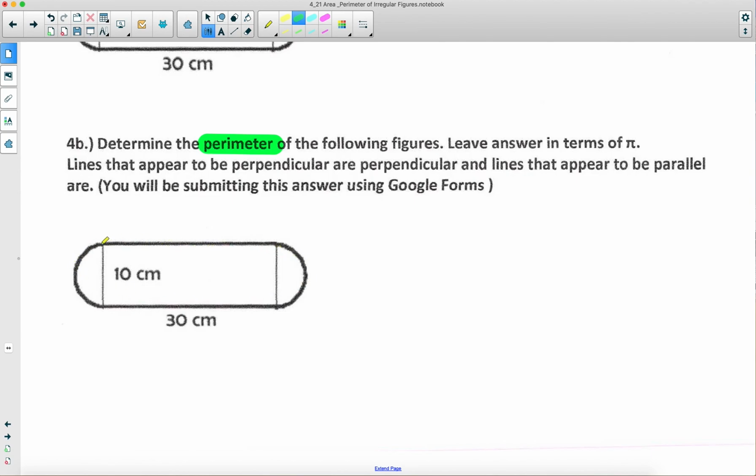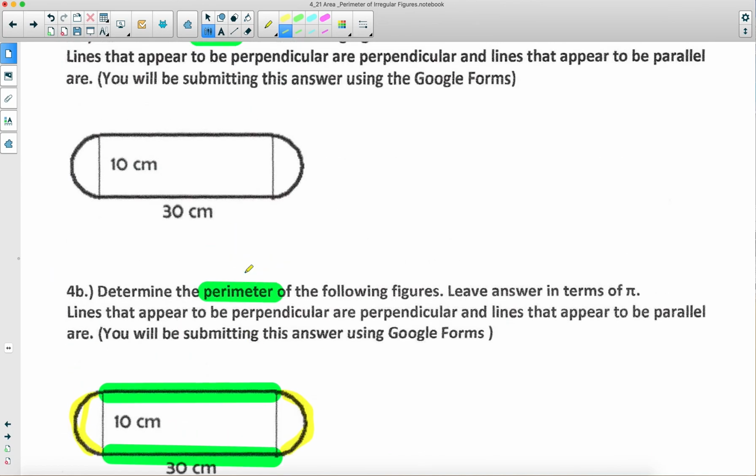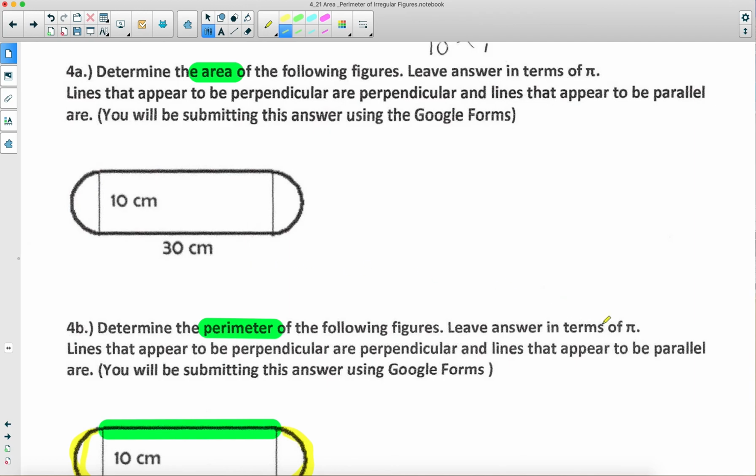So we would have this side, which matches this side, and then you have the two semicircles, which when put together is the full circle. So circumference of the full circle. Okay. So these two answers for 4A and 4B, you're going to leave your answer in terms of pi. It'll be multiple choice. Go ahead and submit that through Google Forms.